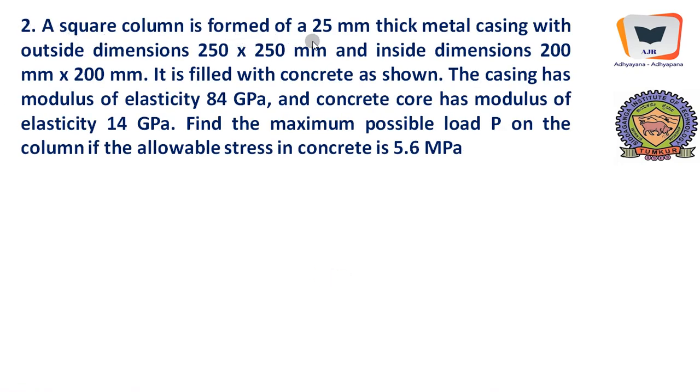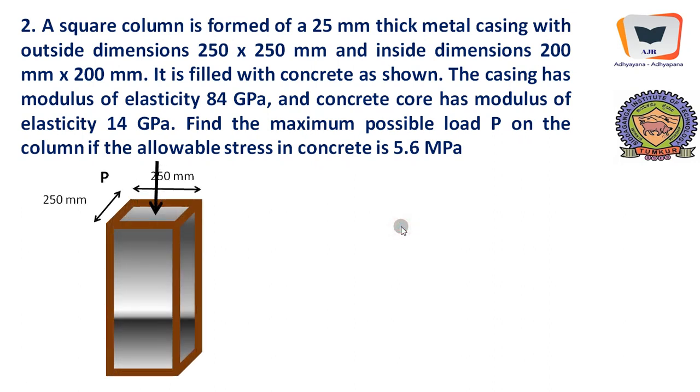A square column is formed by a 25 millimeter thick metal casing with outside dimension 250 by 250 and inside dimension 200 by 200, and this is the concrete core which has the dimension of 200 by 200, while it is being encased in a steel metal casing of 250 by 250. Therefore 250 minus 200 becomes 50, and the thickness is shared between two edges, so 50 divided by 2 is 25 and 25, therefore it becomes 25 millimeter thick. It is filled with concrete as shown.